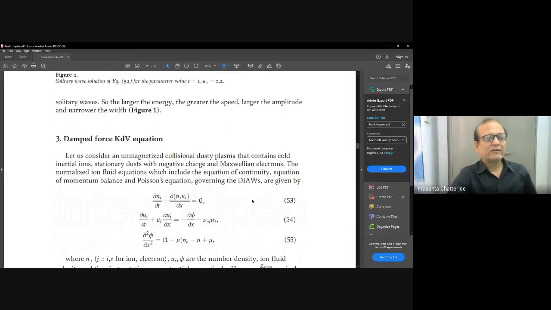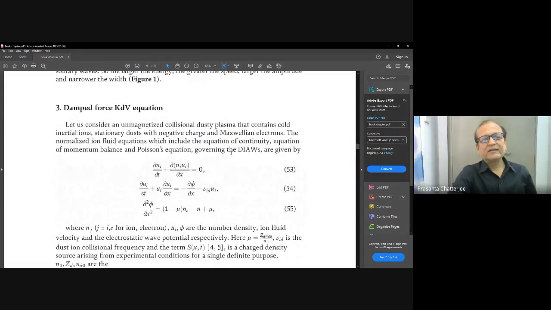In the next problem, the equation is the same. Instead, in equation 54, that is the equation of motion, we consider an additional term minus nu yd into uy. This is the collision term, a friction type term, collision between ion and neutral particle. So we want to find out the effect of this term on the solitary waves.